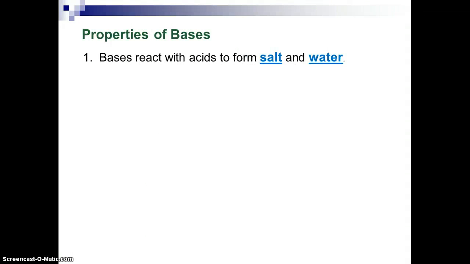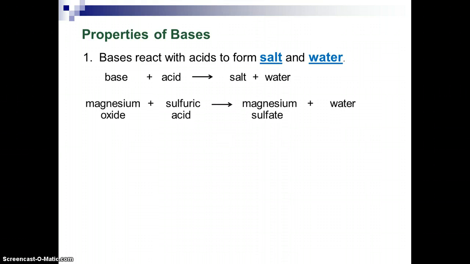What are the properties of bases? Bases react with acids to form salt and water. Base plus acid gives salt and water. This is a generic equation. An example would be magnesium oxide plus sulfuric acid, which gives magnesium sulfate and water. Magnesium oxide is the base and magnesium sulfate is the salt.